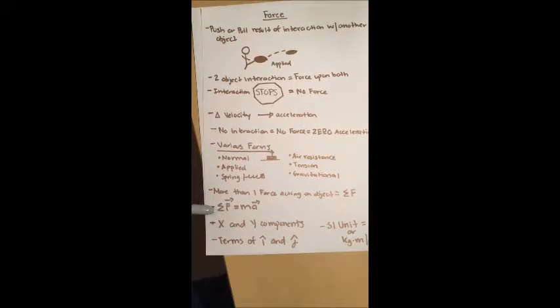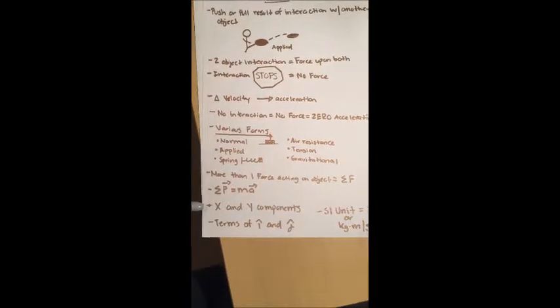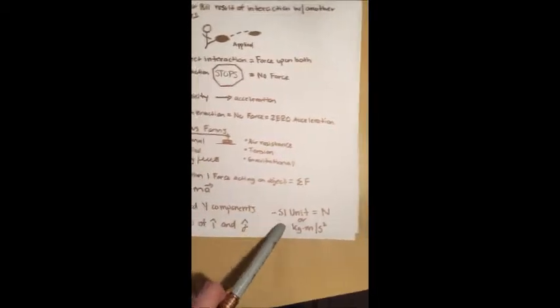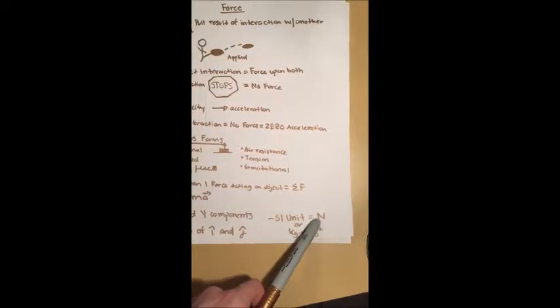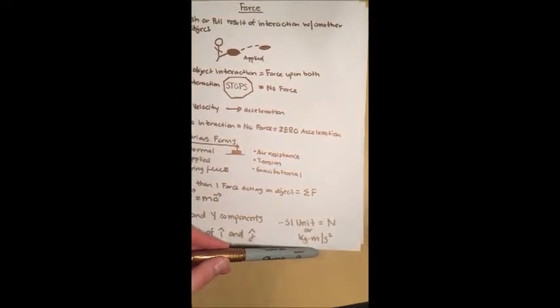So, when combined, these forces are separated based on x and y components in terms of i and j. Just to remember, when you're doing these steps, the SI unit of force is the Newton, symbolized as a capital N, or kg times meters per second squared.